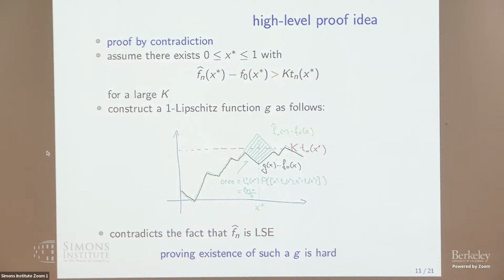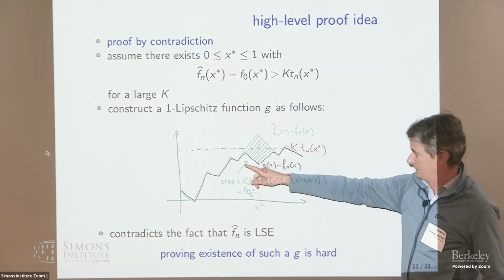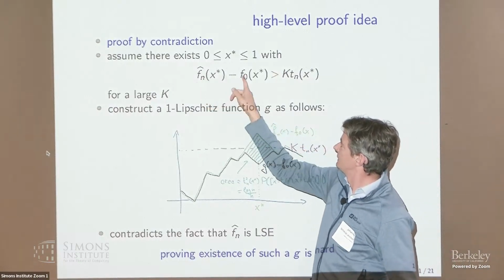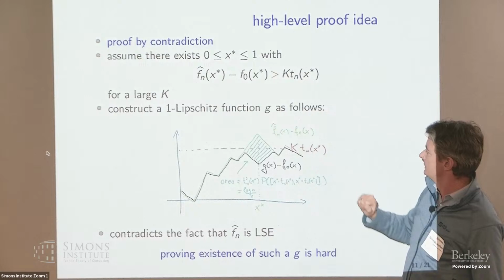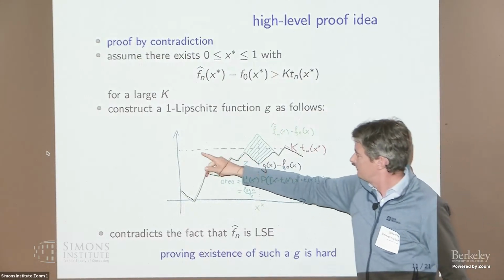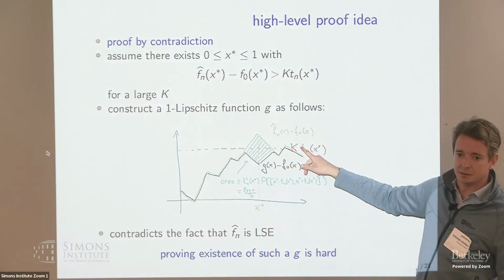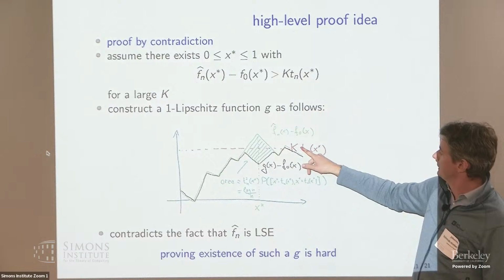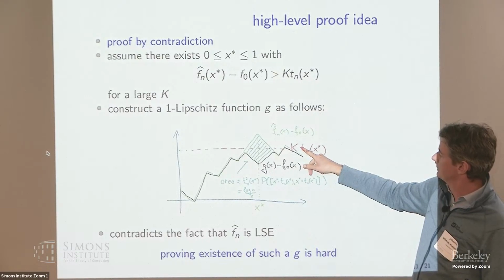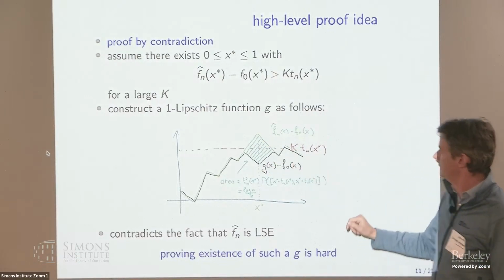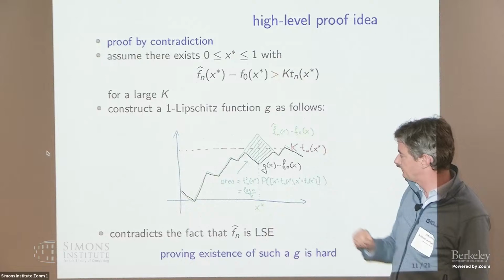So that's the start of the argument. And now I made a drawing here. I hope you can see a bit. What I plot here is the green function, which is the difference of the estimator minus the true function f naught. And by assumption, it will cross this line, which is later what we want to show to be the local rate. Because by contradiction, somewhere now it's above this line. Okay, so we call that point x star.